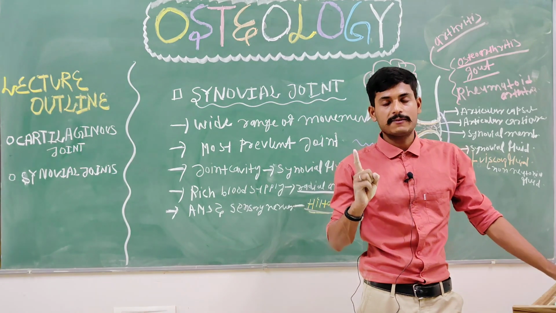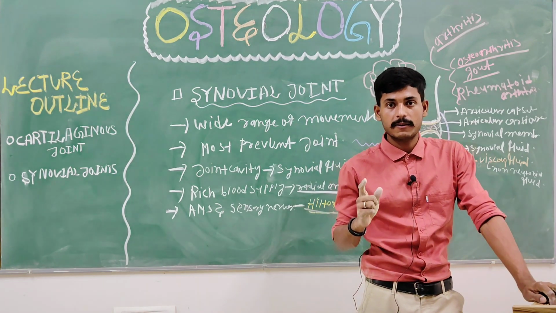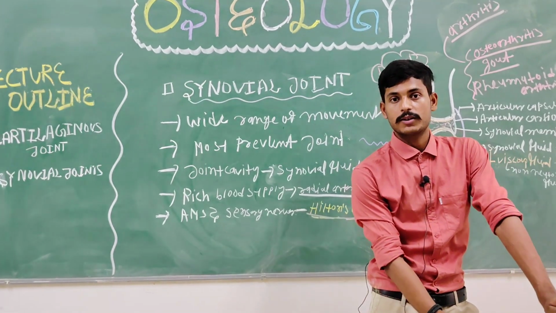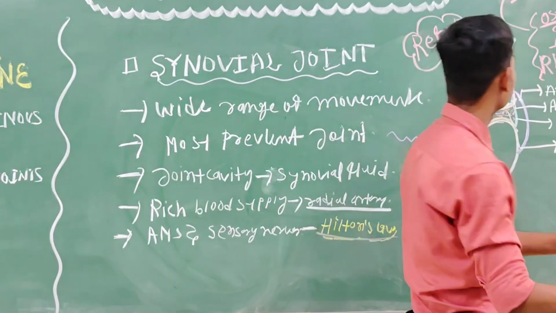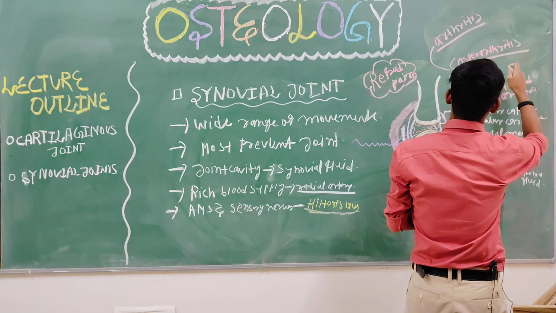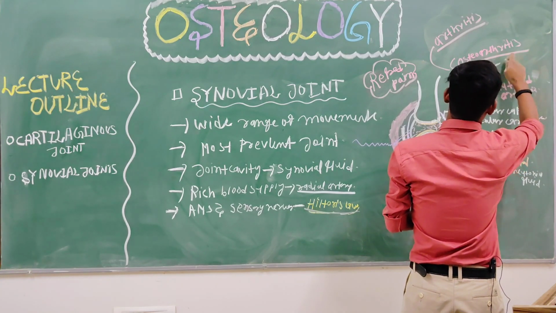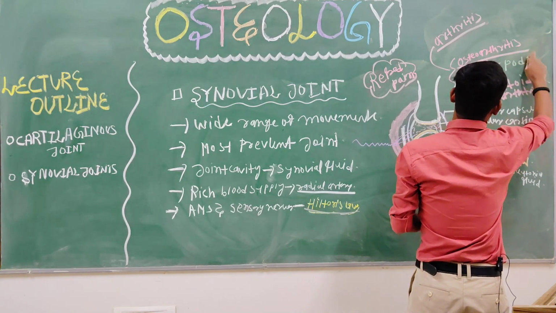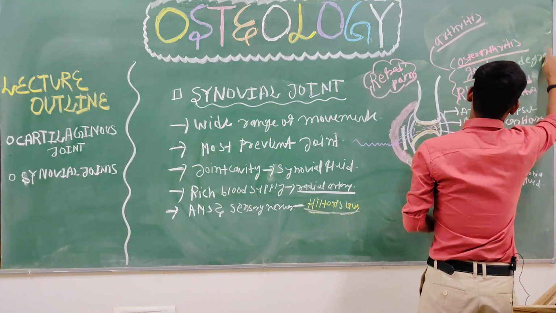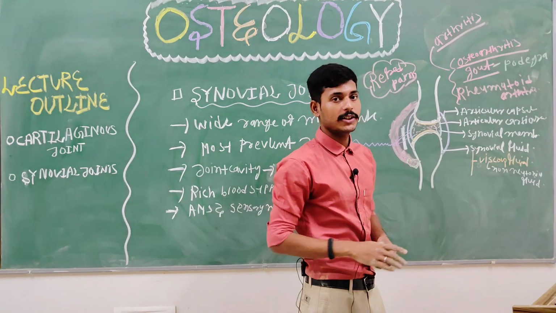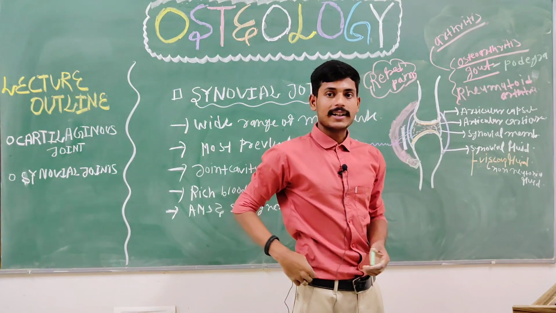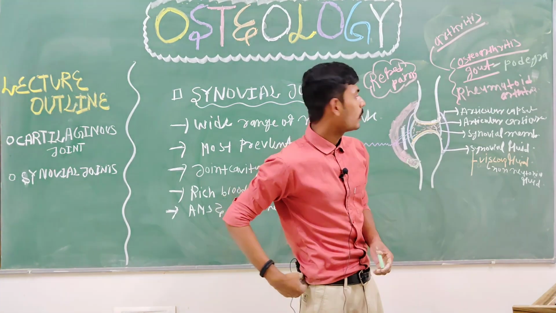And the most preferable part is your great toe, and that condition is called podagra. Write down. That condition is called podagra. So uric acid crystals accumulate in this area and result in the condition called gout. Understanding?